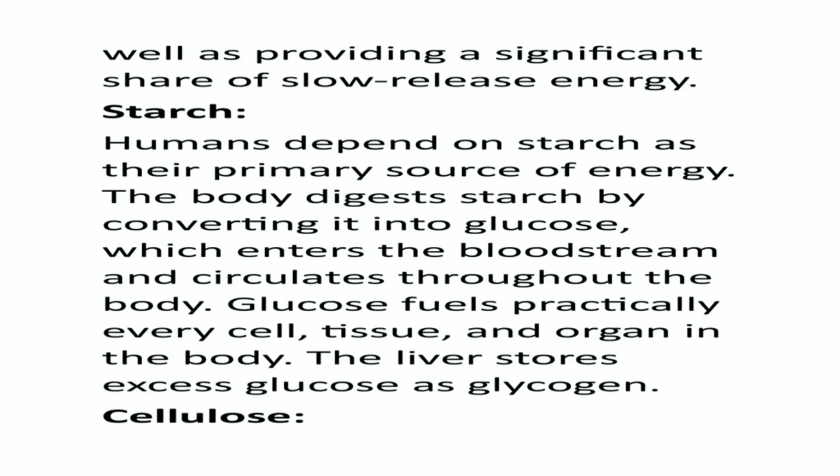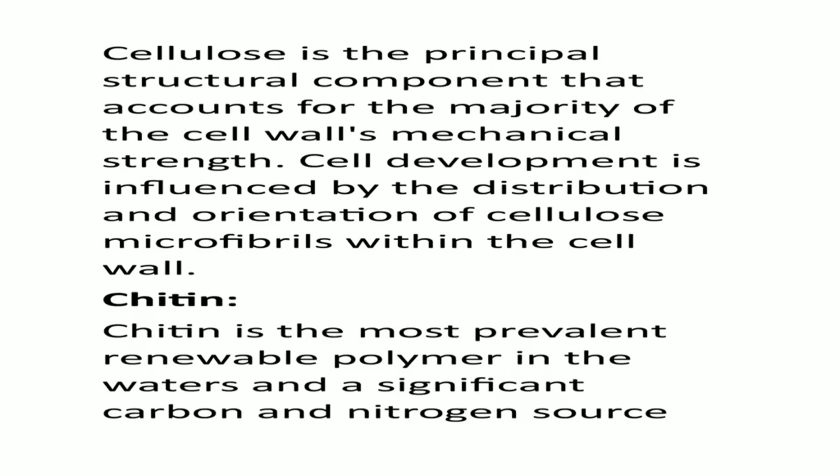Starch. Humans depend on starch as their primary source of energy. The body digests starch by converting it into glucose, which enters the bloodstream and circulates throughout the body. Glucose fuels practically every cell, tissue, and organ in the body. The liver stores excess glucose as glycogen. Cellulose. Cellulose is the principal structural component that accounts for the majority of the cell wall's mechanical strength. Cell development is influenced by the distribution and orientation of cellulose microfibrils within the cell wall.